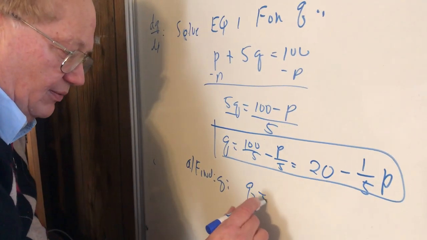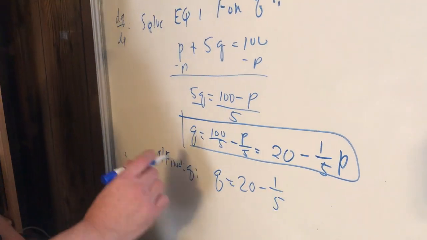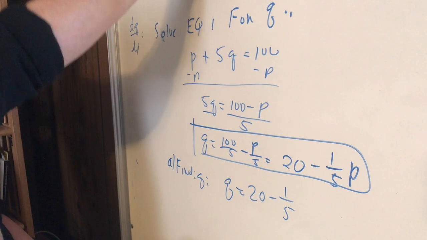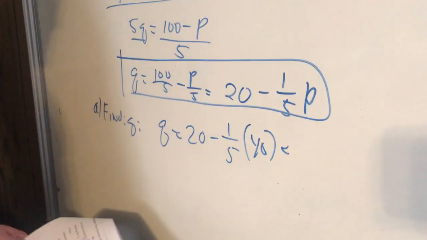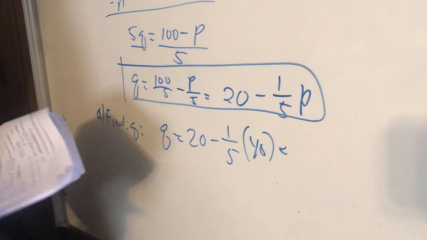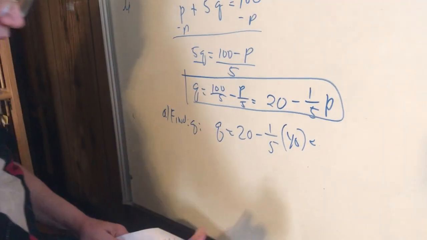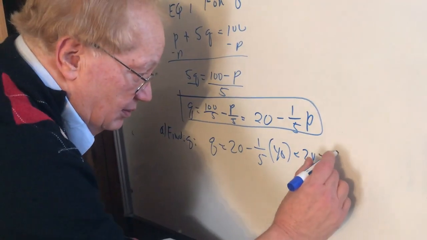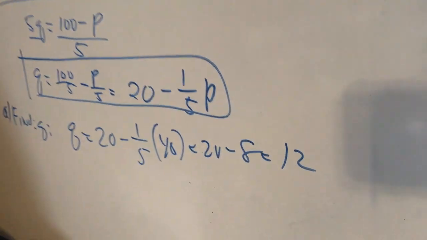So Q is going to equal 20 minus 1/5 P. Let's do part A, where P is 40. So it's going to be 20 minus 1/5 times 40, that's going to be 20 minus 8. So when P is 40, Q is going to be 12. Okay, so that's A.